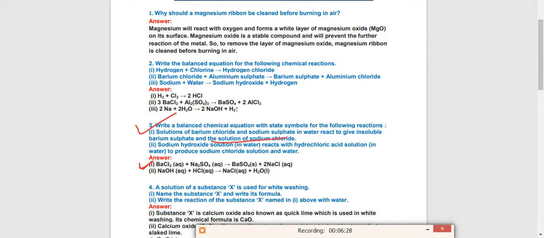Next question is sodium hydroxide solution in water reacts with hydrochloric acid solution in water to produce sodium chloride solution and water. So see, solution is there, so we have to write NaOH aqueous, HCl aqueous, and what are we getting? Sodium chloride, that is also a solution, so NaCl aqueous, and water is always present in the form of a liquid. So we will write l for that.